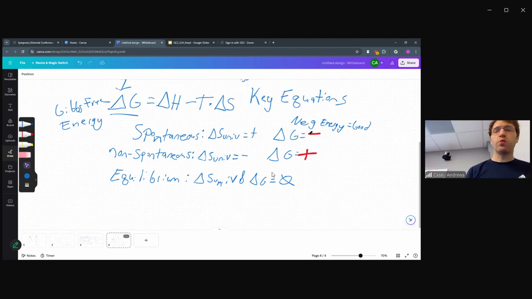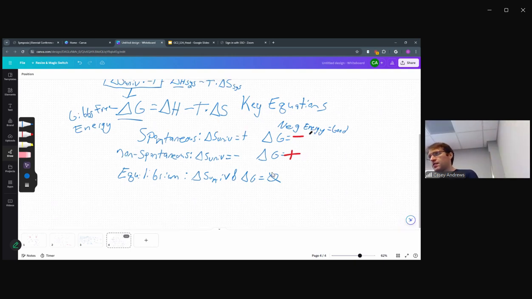All right. Any questions about delta G here, about Gibbs free energy or its relationship to delta S universe?